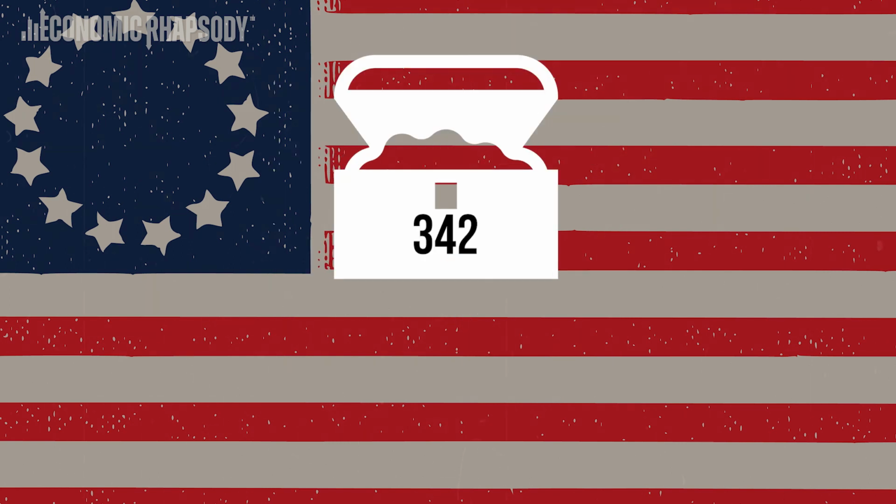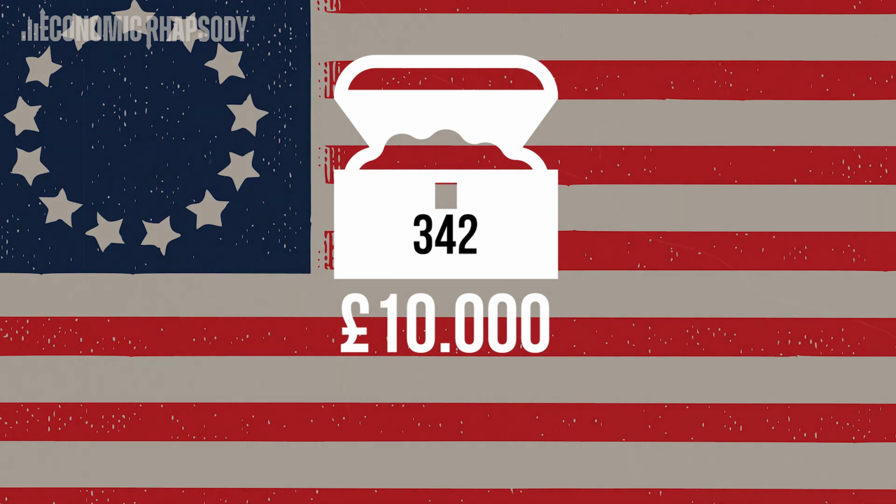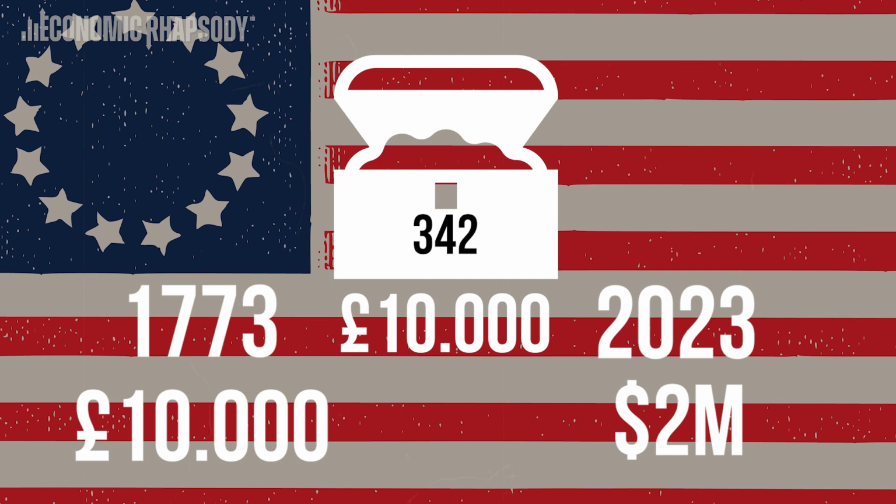The cargo they were about to discard held immense value. 342 chests of Chinese black tea varieties that were imported by the notorious East India Company with an approximate value of 10,000 British pounds. You might not consider the loss of 10,000 pounds as a big deal, but in today's money, it equates to around $2 million, a serious amount of money, no doubt.